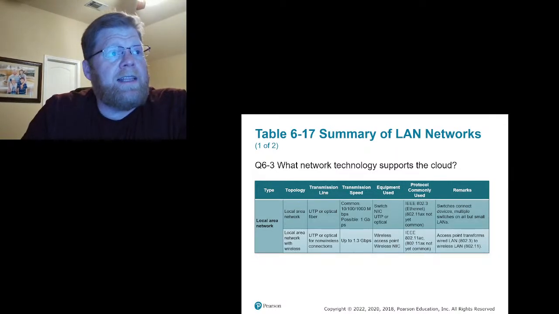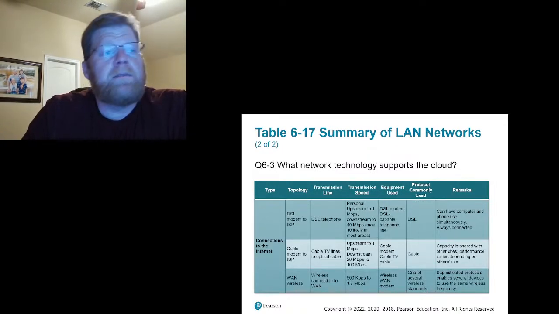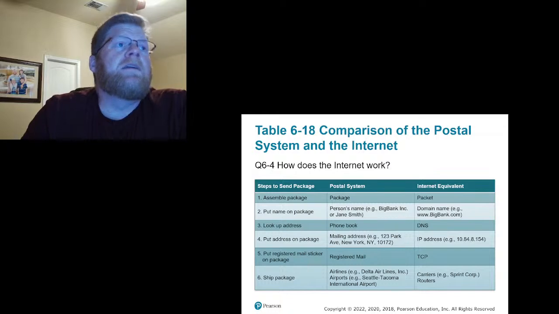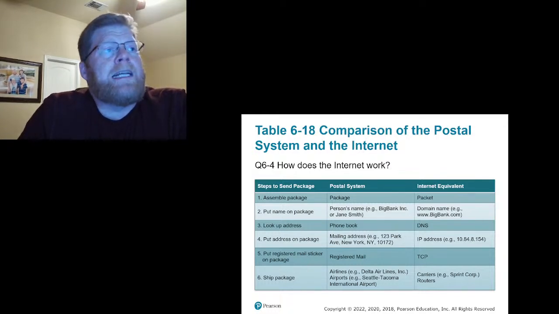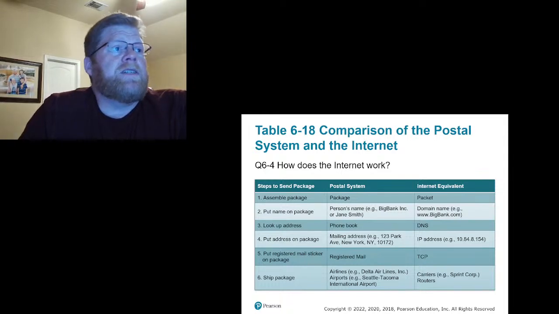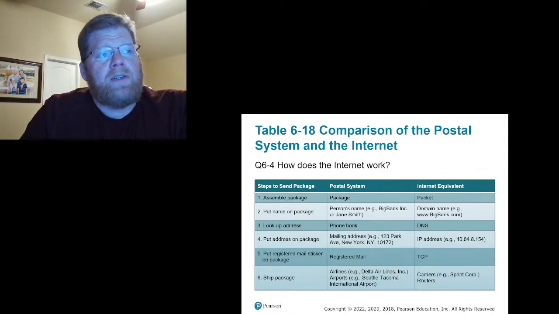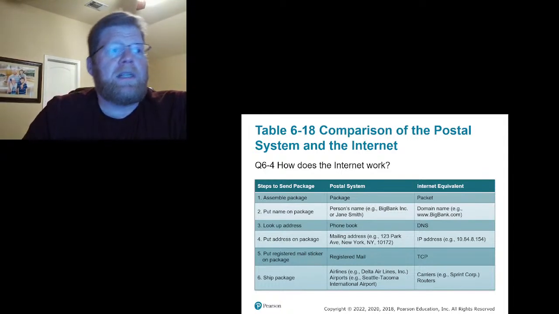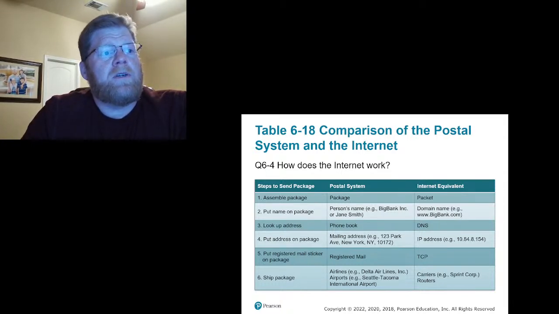So this slide and this slide are very good pictorial representations of internet connectivity. So inside your internet connectivity, you've got your assemble package, your name on the package, your lookup address, put address on package, your registered mail sticker, and your ship package. So again, that is a physical package.